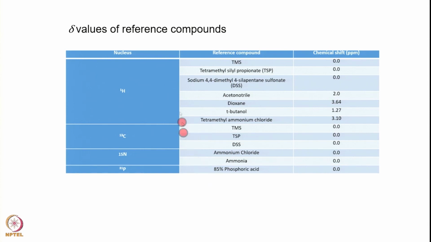For the proton, there are several reference compounds which are used. TMS is tetramethylsilane, and it has one line. That line is taken as 0.0 ppm.